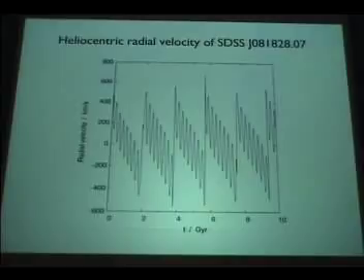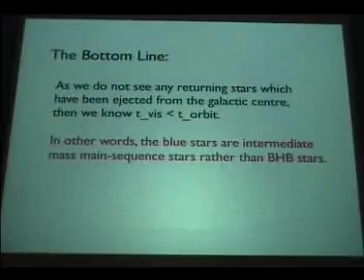That's the point, right? Okay, so the bottom line then is that we do not see any returning stars which have been ejected from the galactic center. Then, as we don't see any coming down, that tells us that T-vis is less than T-orbit. That's the point, okay? So in other words, the blue stars are intermediate mass, main sequence stars, rather than blue horizontal branch stars.